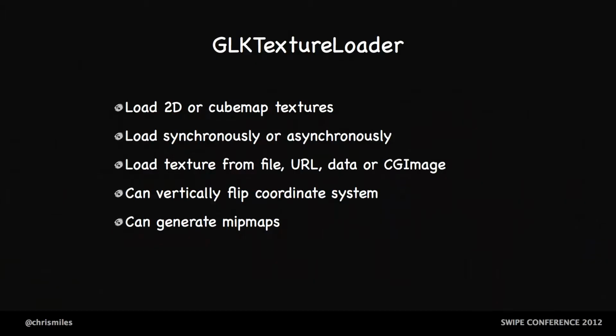So revising our loading of textures, we can use good old GLKTextureLoader to do a lot of the hard work. It can load 2D or cube map textures, and we'll actually talk about cube map textures shortly. It can load these synchronously or asynchronously, and it can load textures from a variety of sources: from files, from URLs, data, or CGImages, like in our case. We can ask it to vertically flip the coordinate system for us, and we can also ask it to generate the mipmaps for us.